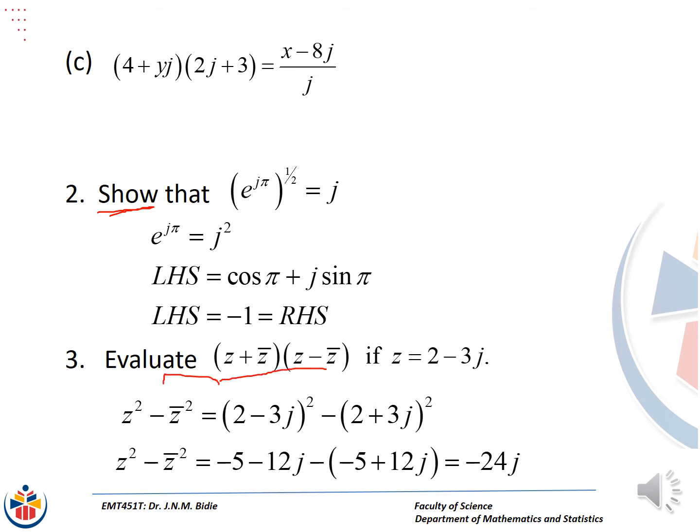Hence, I got z squared minus z bar squared, and then substitute. In place of z bar, I wrote 2 plus 3j. Instead of z, I wrote 2 minus 3j. Remove the brackets, simplify. Please check whether this answer is correct.